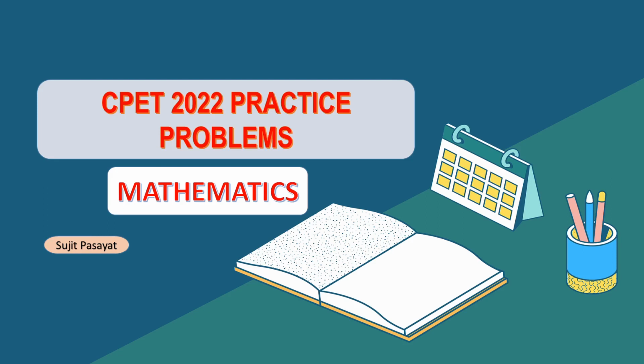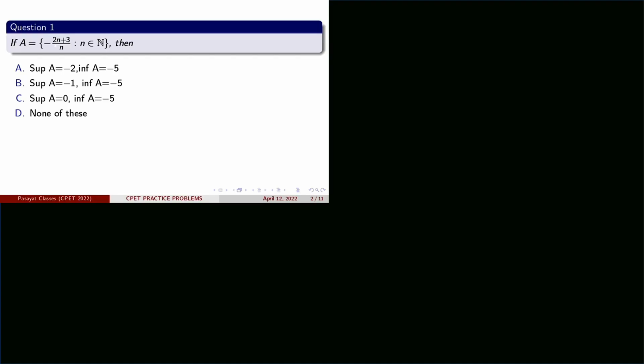So let us start question number 1. Here the set A is given as minus of (2n plus 3) by n, where n belongs to the set of natural numbers N. Then which of the following is true?